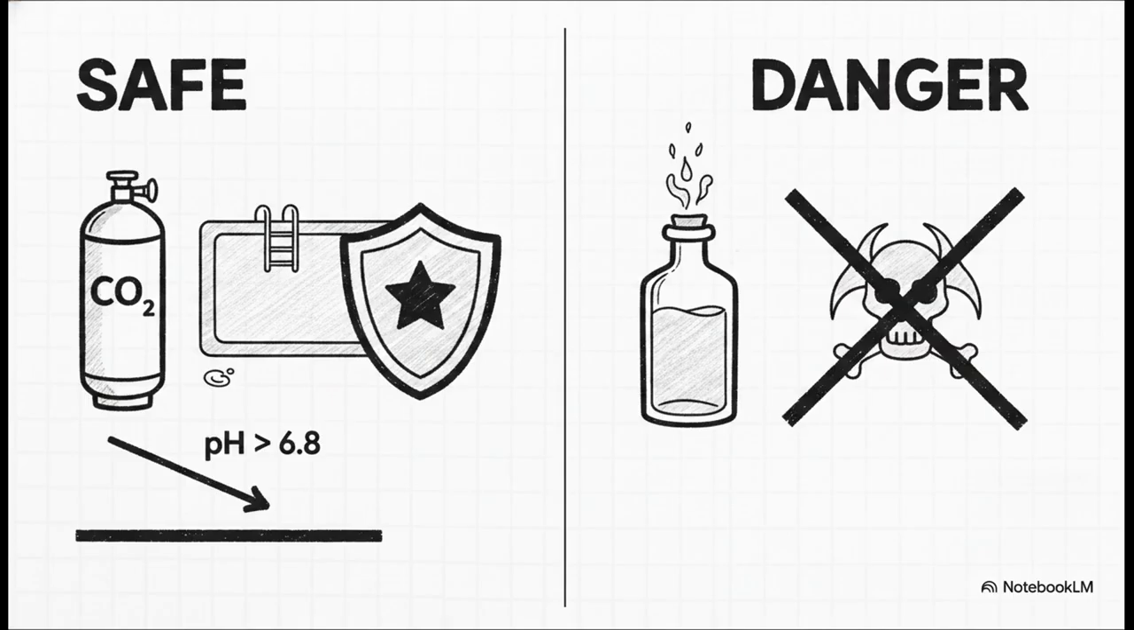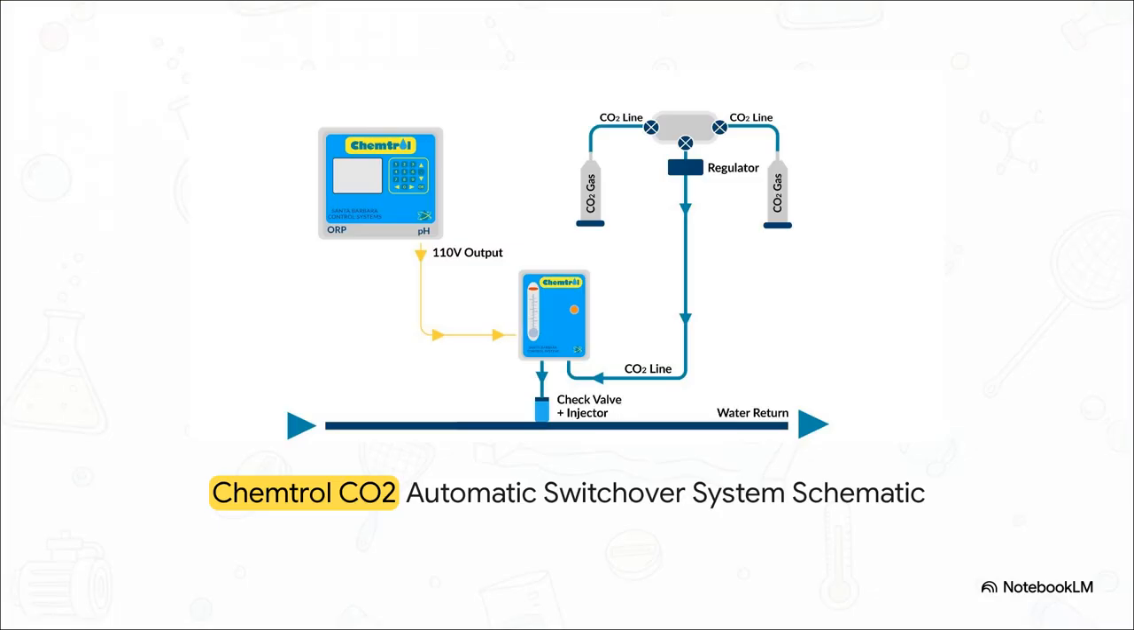Plus, because carbonic acid is so weak, even if the system went completely haywire, the pH will naturally bottom out at 6.8. It physically can't go lower. It's just an incredibly elegant, hands-free setup. An automated system pulls the CO2 from these tanks, runs it through a regulator, and constantly monitors the pool water.